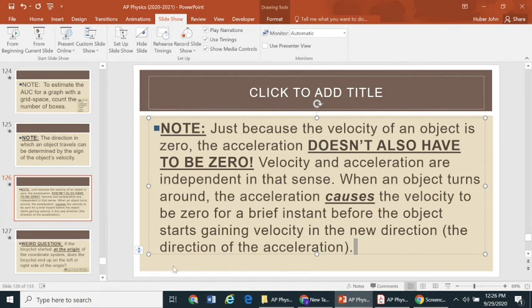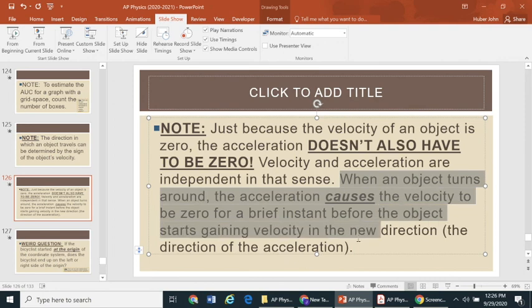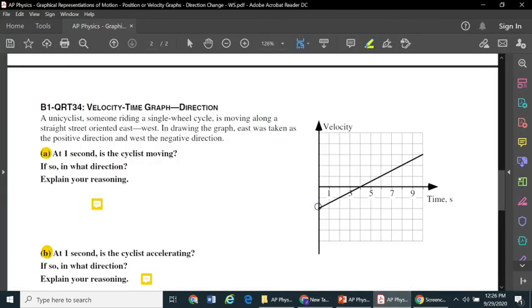Okay, so looking at this last line one more time, it says when an object turns around, the acceleration causes the velocity to be 0 for a brief instant before the object starts gaining velocity in the new direction, which is the direction of the acceleration. So notice here in the beginning, the initial velocity is negative. So V_i or V naught is negative. But the acceleration, if you look at the slope, is positive. And as we said yesterday, when the initial velocity and the acceleration are in opposite directions, the object slows down. And as you can see here, as we move along this line, the velocity gets closer and closer to 0 until it hits 0 at t equals 4 seconds.